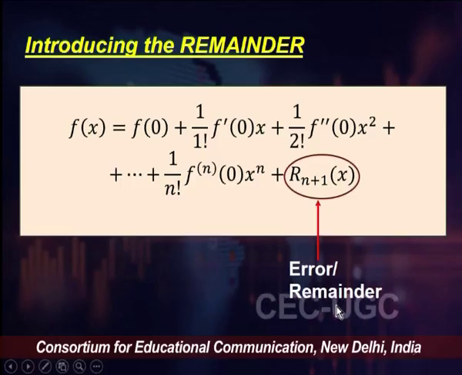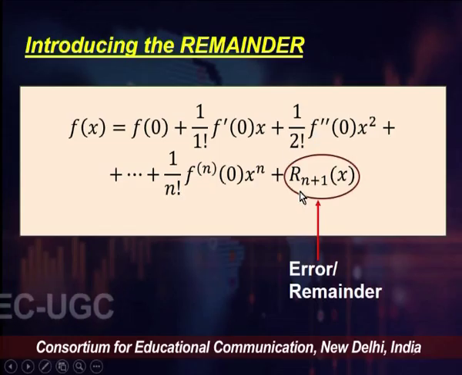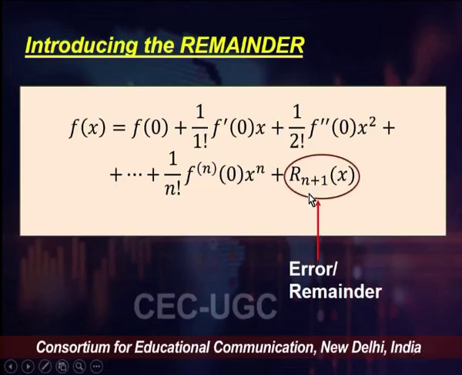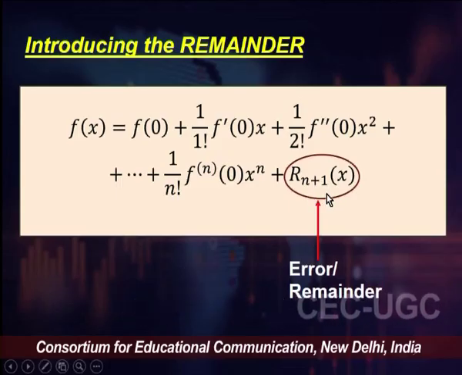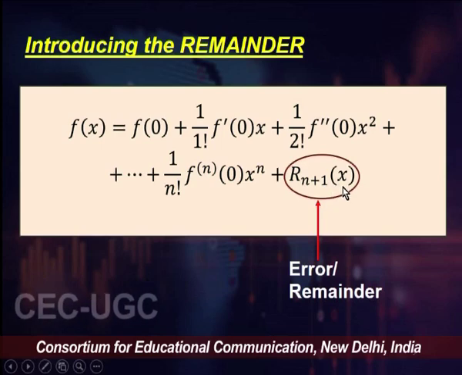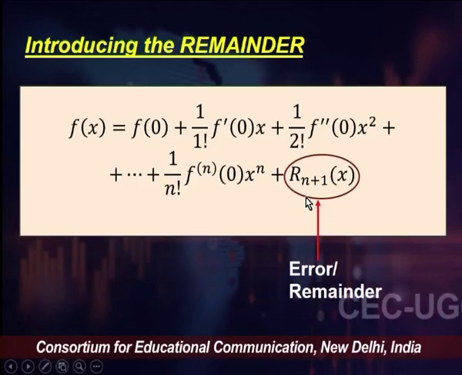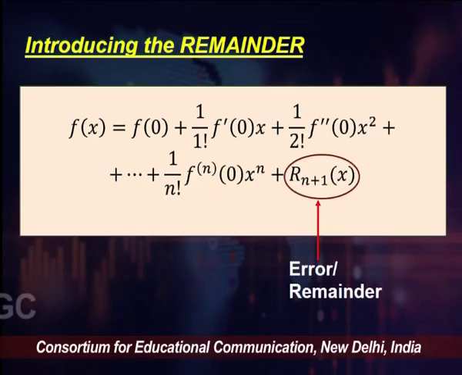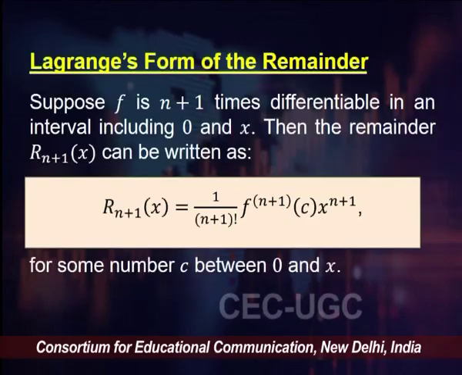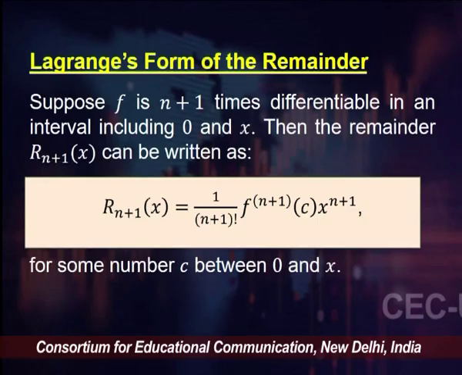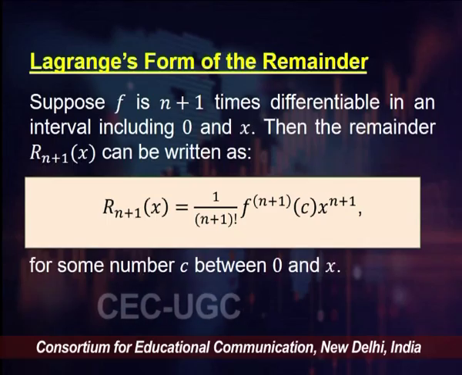The other point I want to make here before I give you the expression for this error is that the error, or the remainder, is represented by R_{n+1}(x). So, we are basically trying to say here that the remainder depends on two things. One is the value of x that we are taking, and the second is the n, or the order of the approximation that we are taking. This will become clearer in the next slide, where I am now going to introduce the expression for the remainder, which is also known as the Lagrange's form of the remainder.